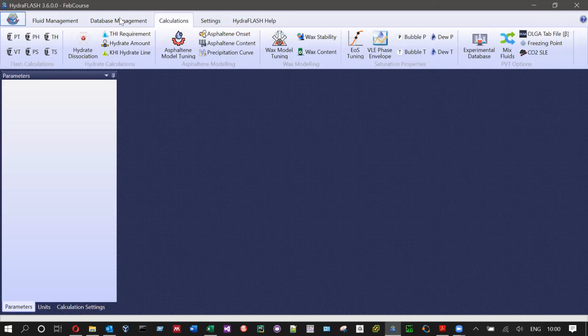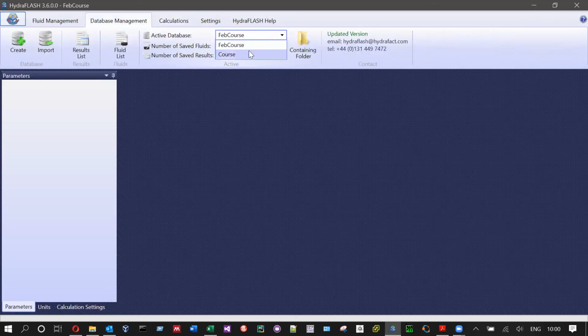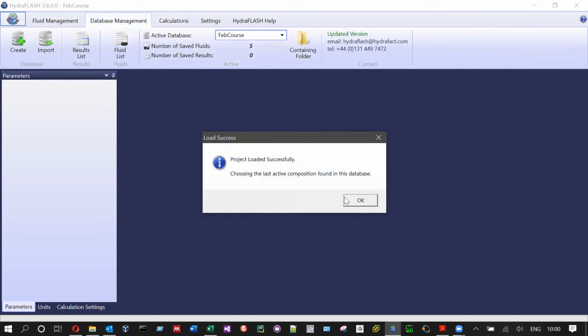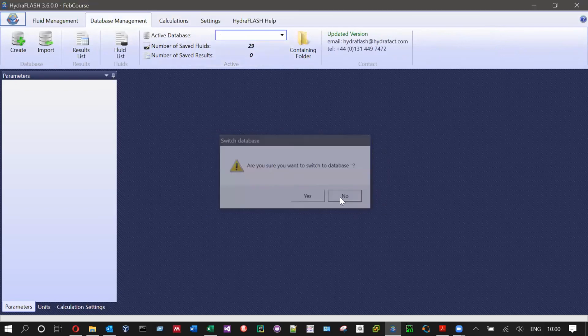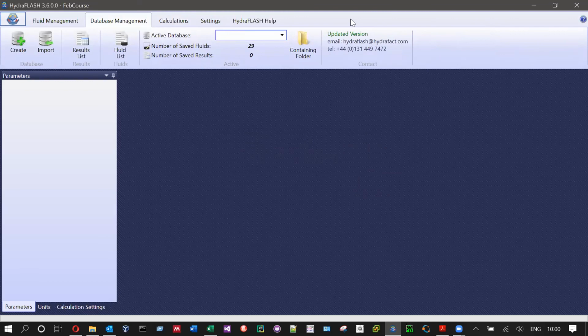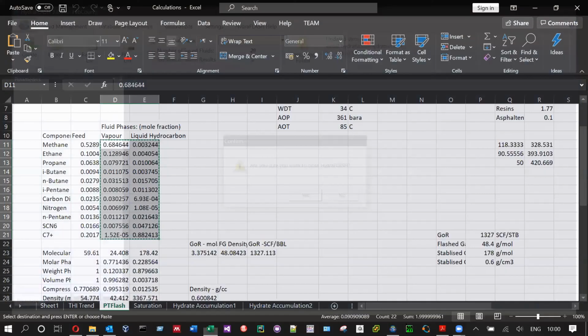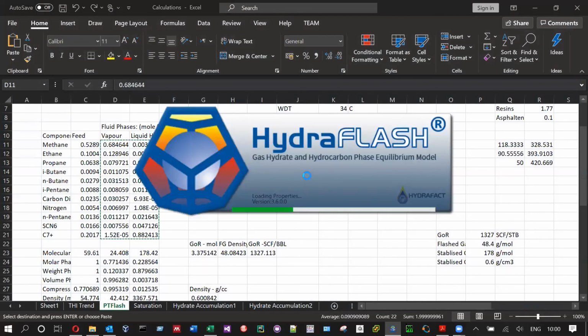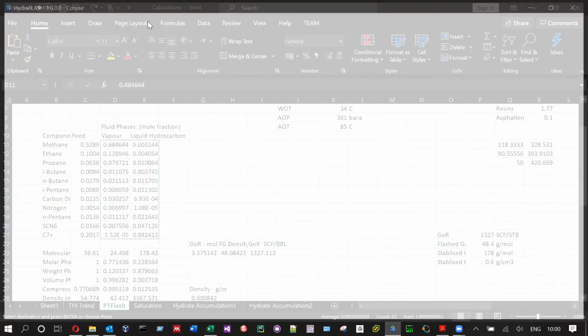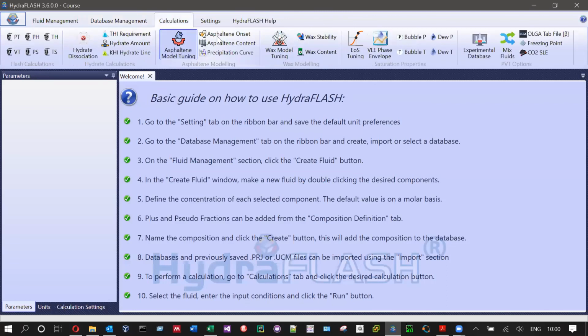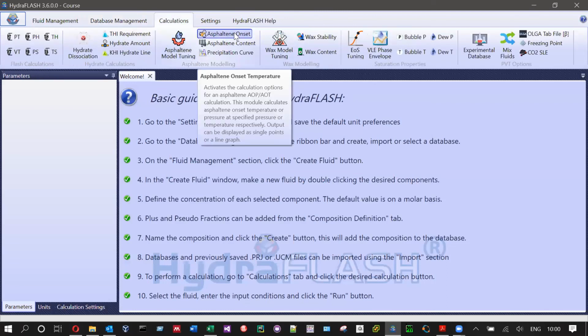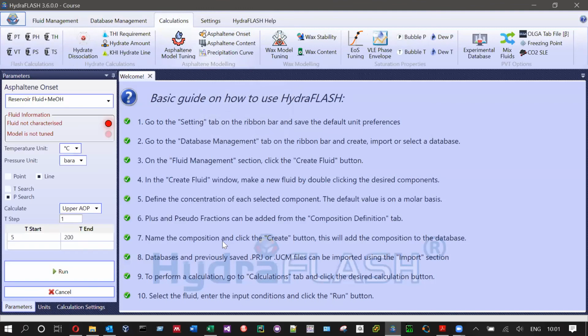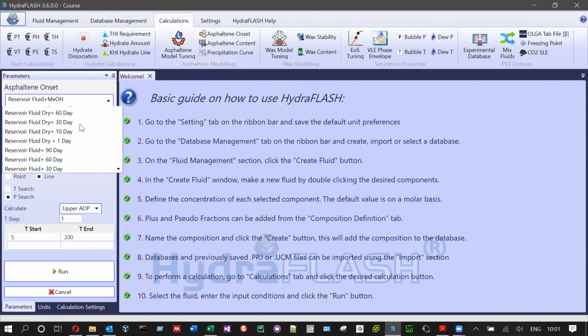So what I did is that I tuned everything here before. So I just go to the course. I closed the software by mistake. Okay, so I have tuned the model using this asphaltene data before, and I want to calculate the asphaltene onset pressure and temperature.